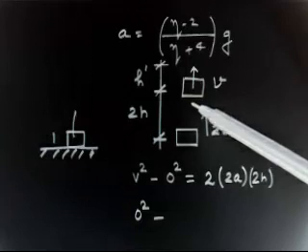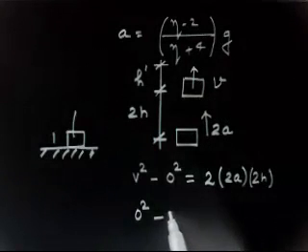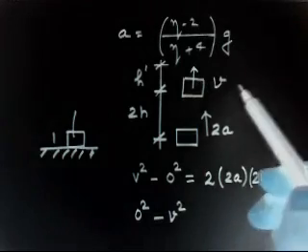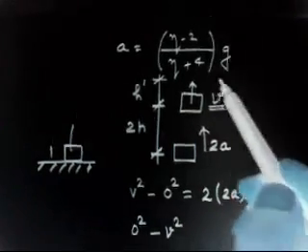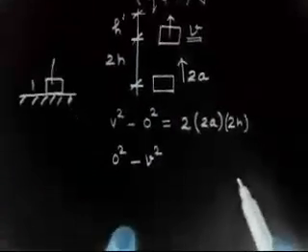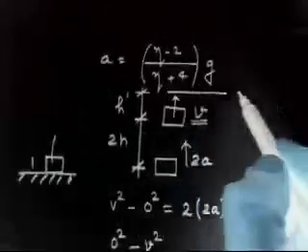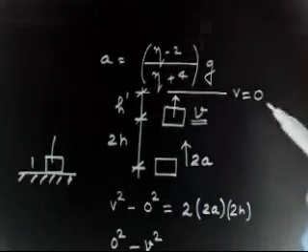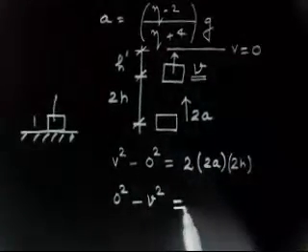So v square minus u square, where u is the initial velocity. Are you getting? Here the initial velocity is v, so the final velocity is 0. Are you getting? Up to this end, v square minus u square is equal to 2as.